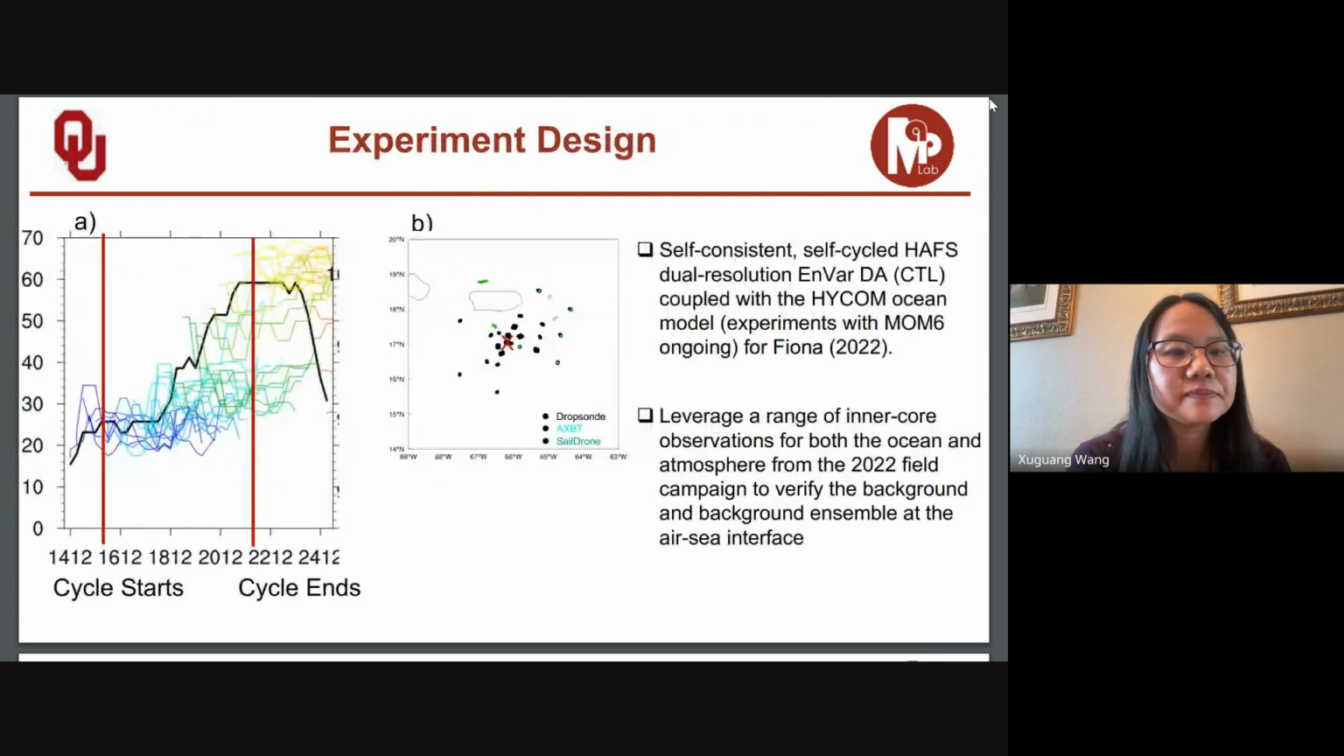Next, please. So we began with Hurricane Fiona, and we ran this self-consistent, self-cycled HAFS dual resolution EnKF. We name this CTL in the next few slides. We first start with the HYCOM ocean model, and we're working with MOM6 as well. So for Fiona, we can leverage a range of inner core observations for both the ocean and atmosphere from the field campaign to verify the background and the background ensemble at the air-sea interface.